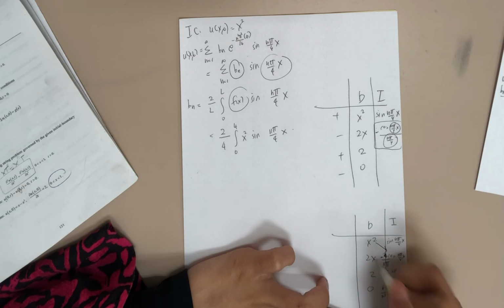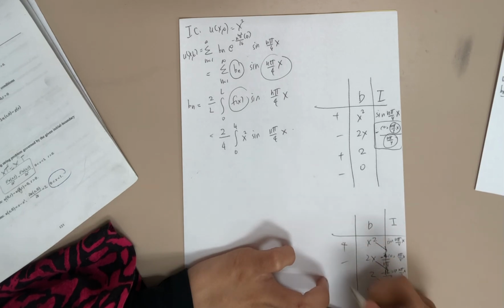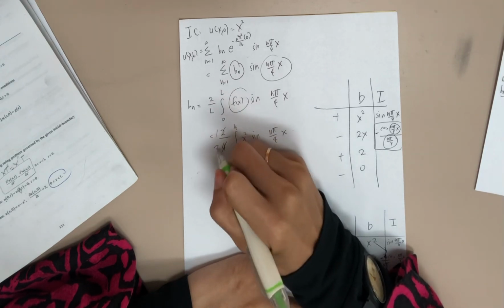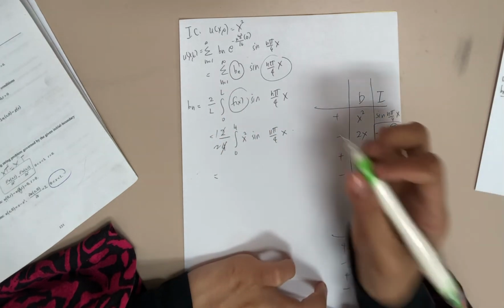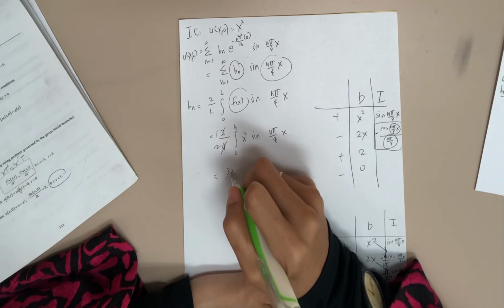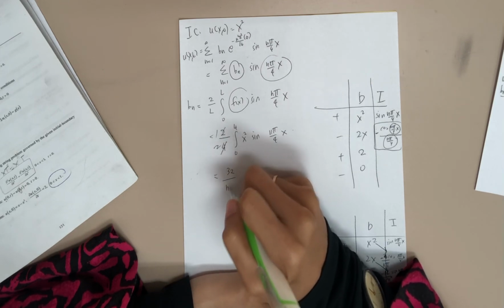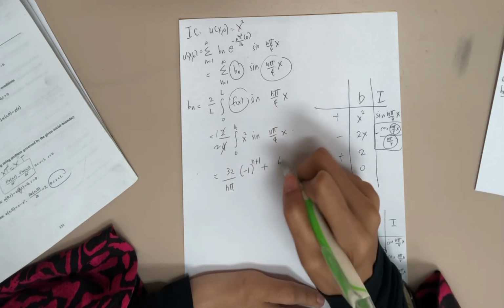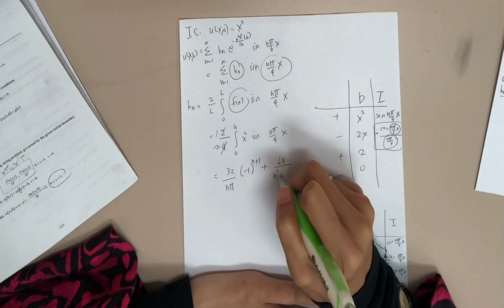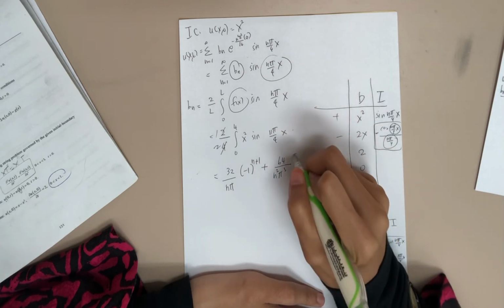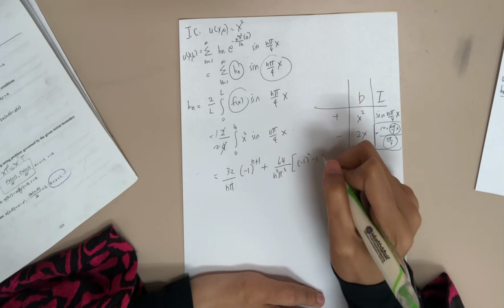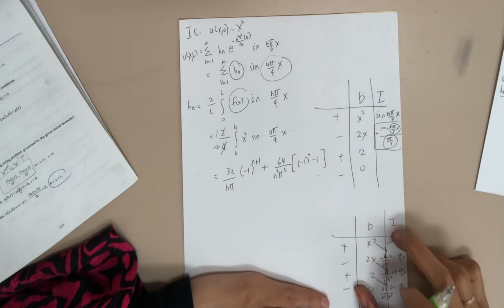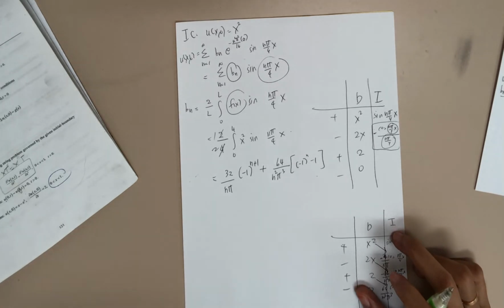Then you cross multiply for each row, with plus and minus, and substitute into this equation. The 1 over 2 cancels. You will get 32 over nπ times (-1)^(n+1) plus 64 over n³π³ times (-1)^n minus 1. I just copied this from the slide. All of this you get from here actually. So this is your b_n.